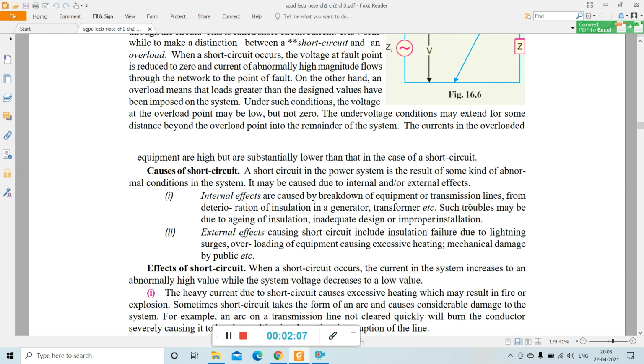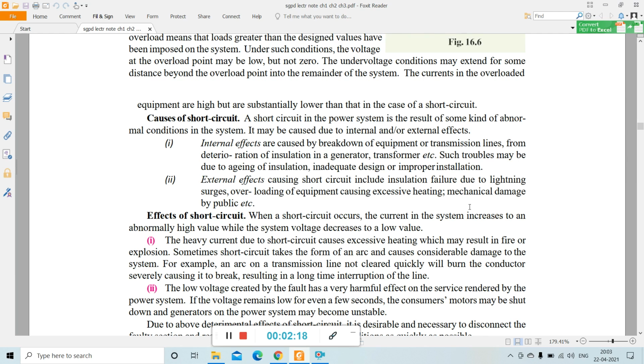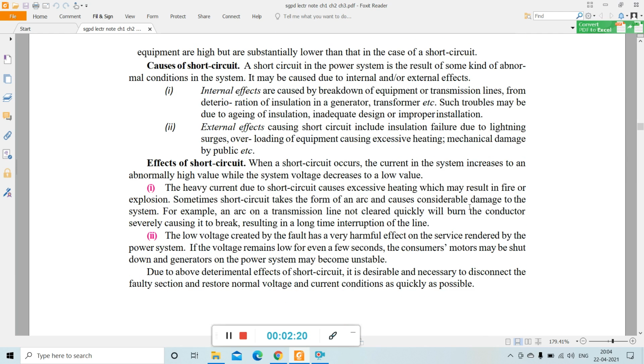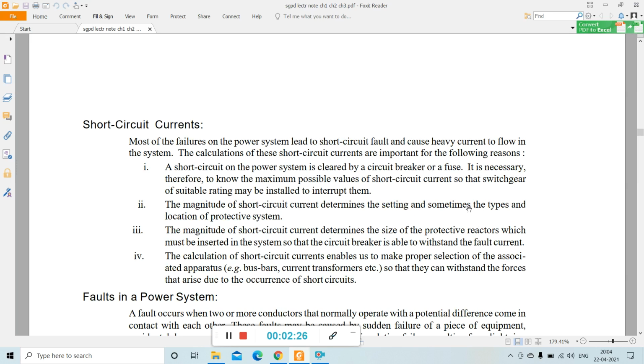So what are the causes of short circuit? I already told you. There are so many causes, like internal causes and external causes, due to which short circuit occurs. Then the effects of short circuit, which I already discussed in the previous classes. Then the need of calculation of short circuit current.